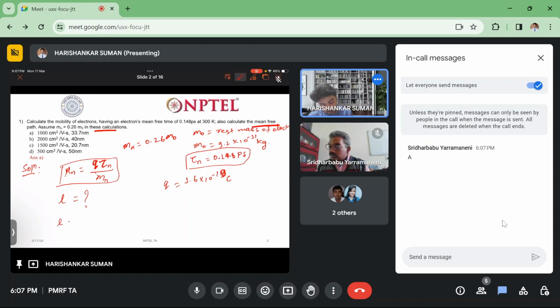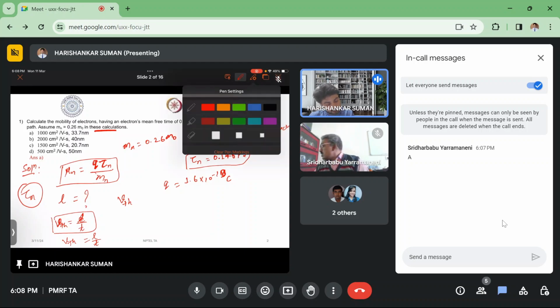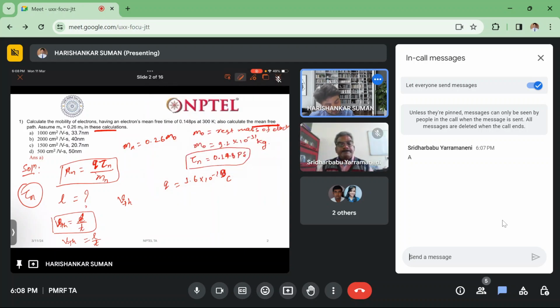We know the distance upon time. Sorry, v_th times t. So thermal, this is d or L. But t we have already calculated. So we have t. So we have to find thermal velocity. How can we calculate? So here is a concept. Please look.